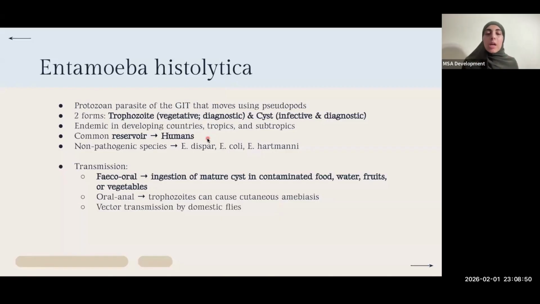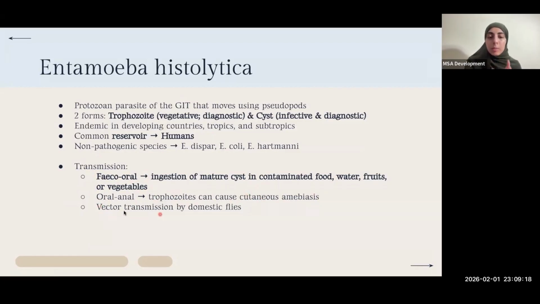How is it transmitted? It is through fecal-oral route. Basically, you're ingesting the mature cyst in contaminated food, water, fruits, or vegetables. Similar to Giardia, you're ingesting the cyst from contaminated sources fecal-orally. There is also oroanal transmission through some sexual practices. They get the trophozoite, and when they get it, the trophozoite can cause cutaneous amoebiasis.